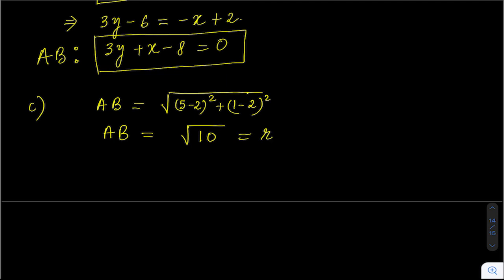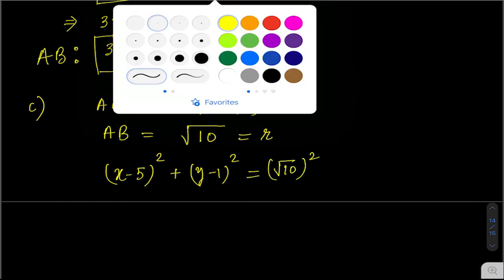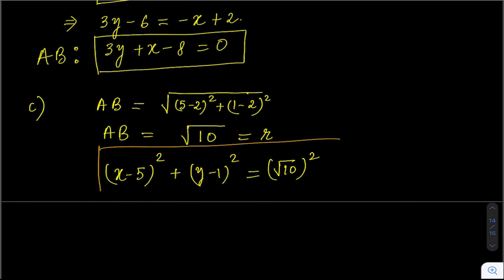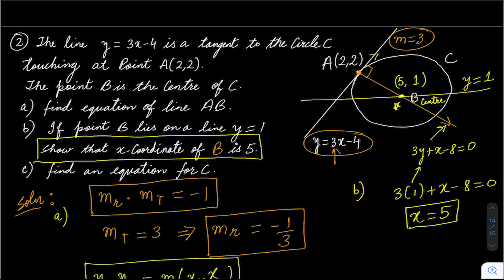Now once you have the radius, we already have the center, so we can find the equation. The center is (5, 1). So my answer will be (x minus 5) whole square plus (y minus 1) whole square equal to square root of 10 whole square. So this will be my answer for the equation of the circle. This is how you can get questions in exams based on the topic of tangent and circle.